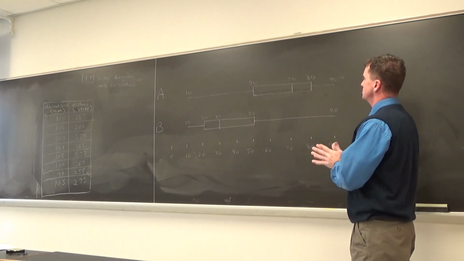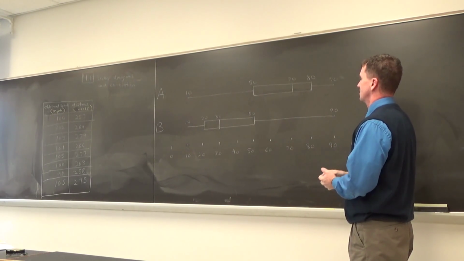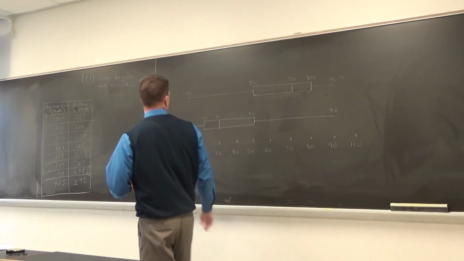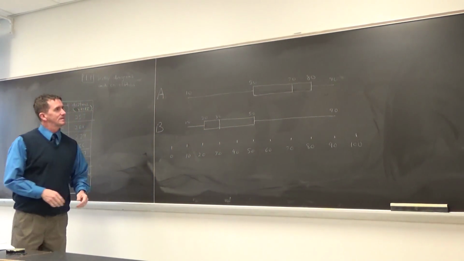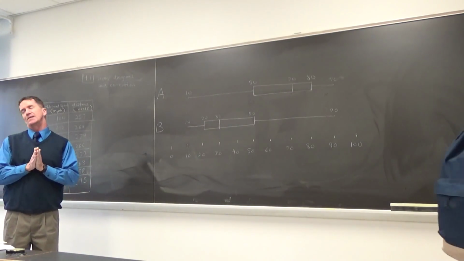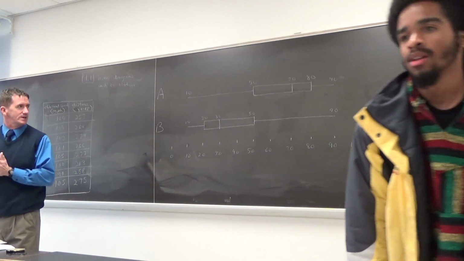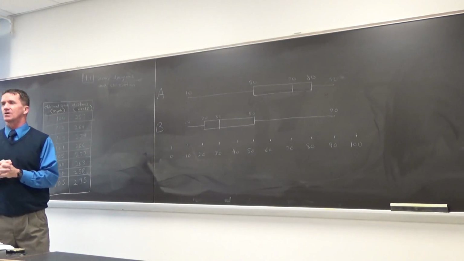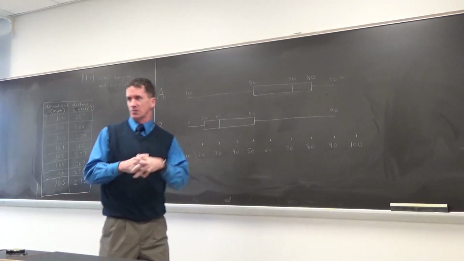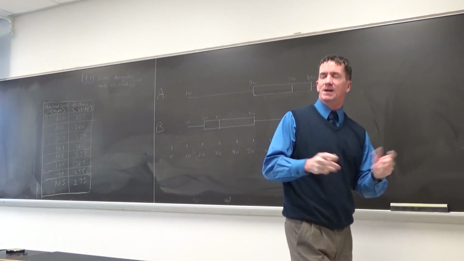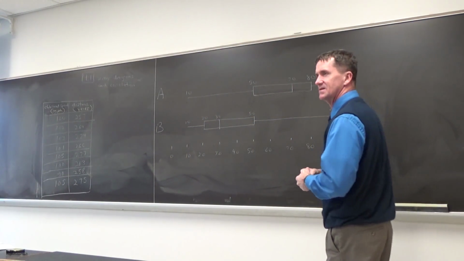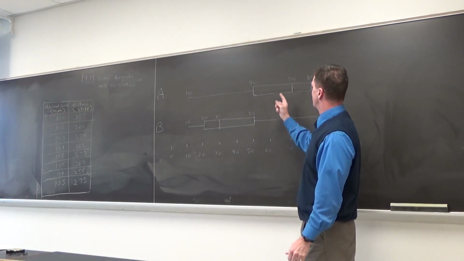So, here's my first statement. Ready? True or false? The median of box plot A is greater than the median of box plot B. True. What do y'all think? True or false? I'll repeat it too. The median of box plot A is greater than the median of box plot B. True. Very good. It's true.